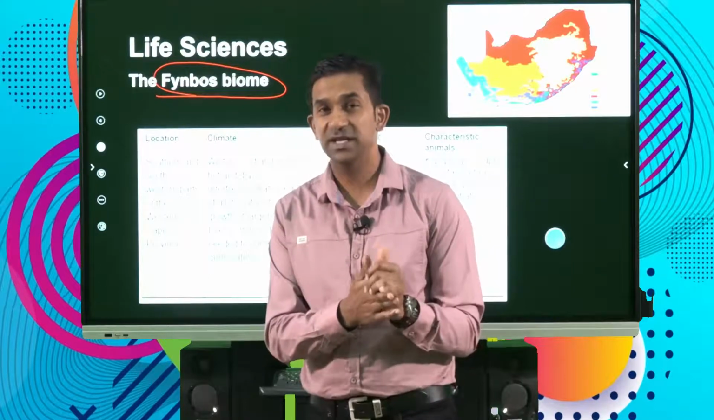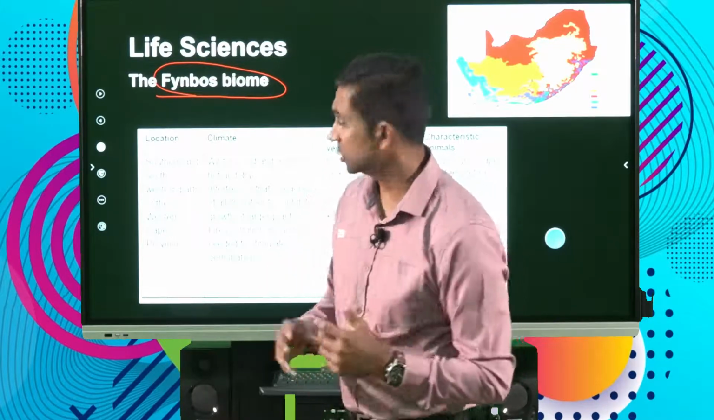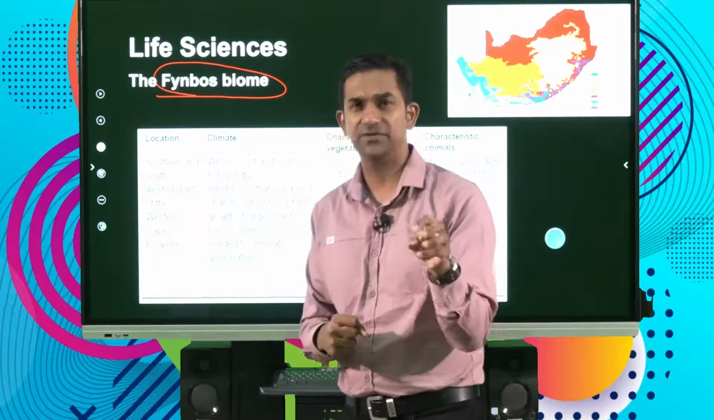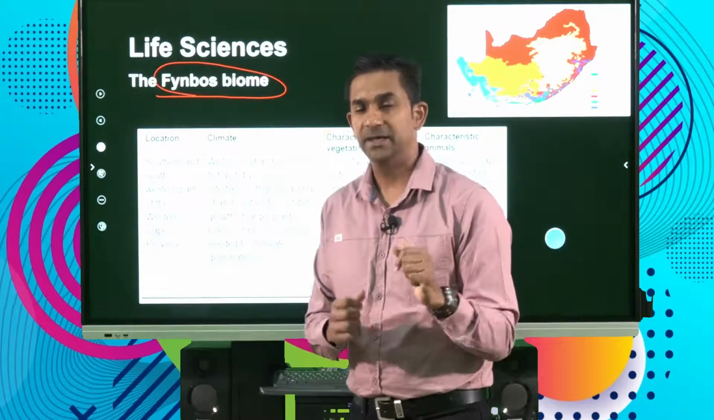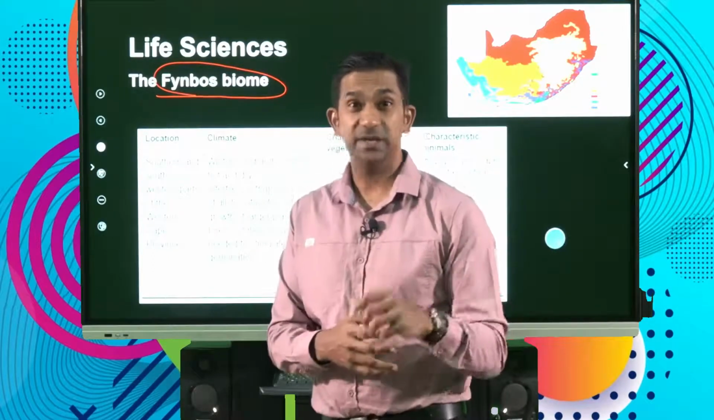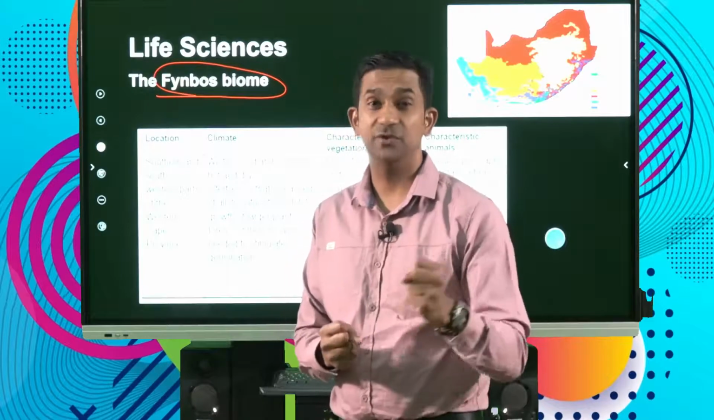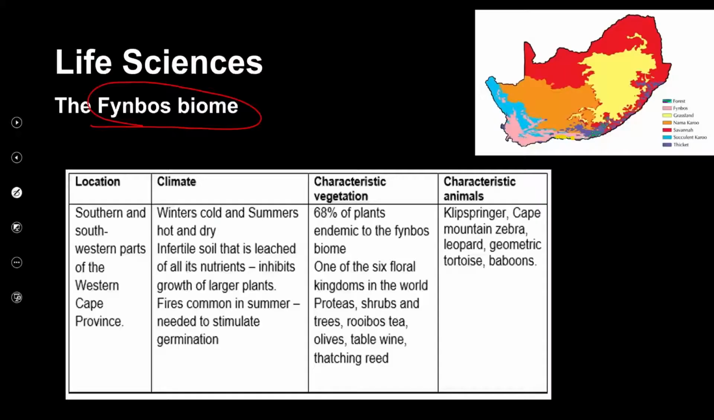So the fynbos, again, is recognized as a hotspot which has some of the most endemic plants found in South Africa. And these need to be cared for and conserved because of human threat in that environment. So if we look at the fynbos, it's this area that's indicated here along the western and towards the southern parts of the Cape. So it's the southern and the southwestern parts of the Cape province.